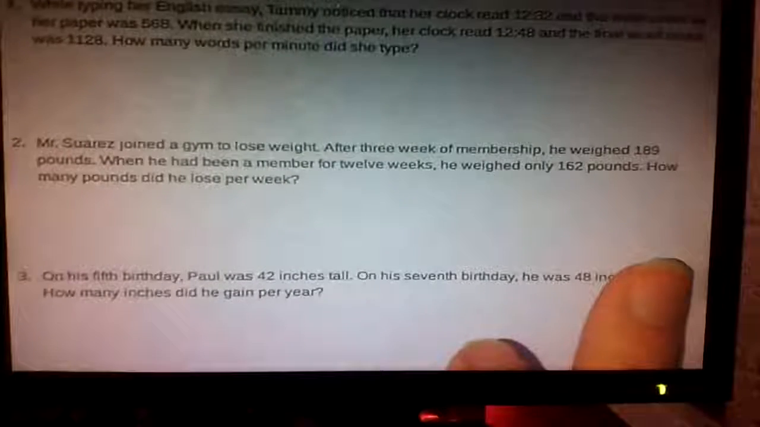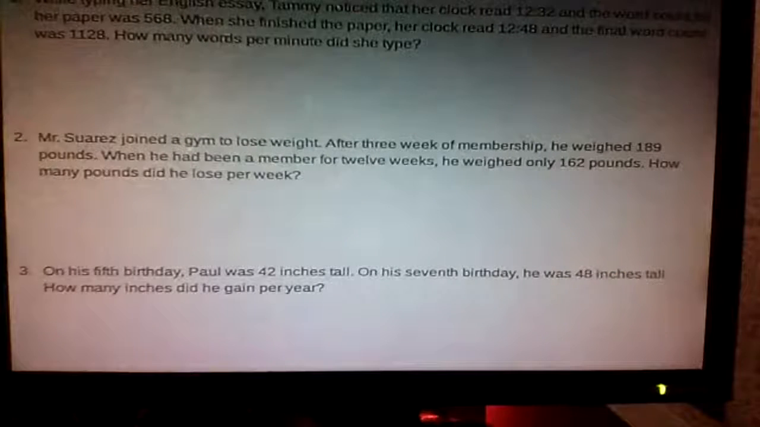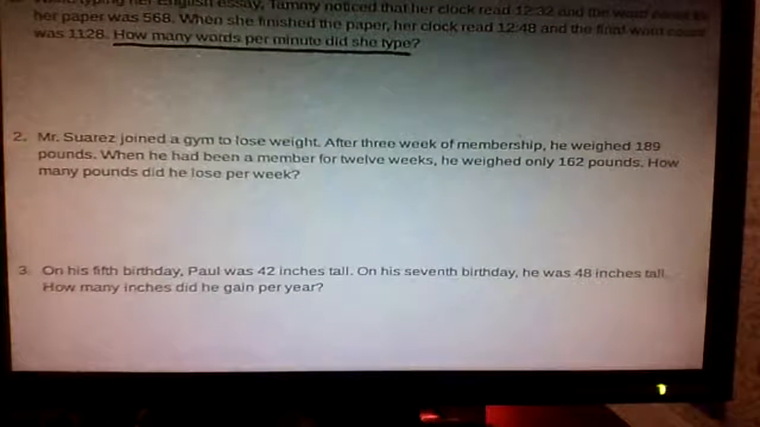While typing her English essay, Tammy noticed that her clock read 12:32 and the word count for her paper was 568. When she finished her paper, her clock read 12:48 and the final word count was 1,128. How many words per minute did she type? Okay, so here's your question. Here's what you're trying to solve. How many words per minute? So what should go on top?